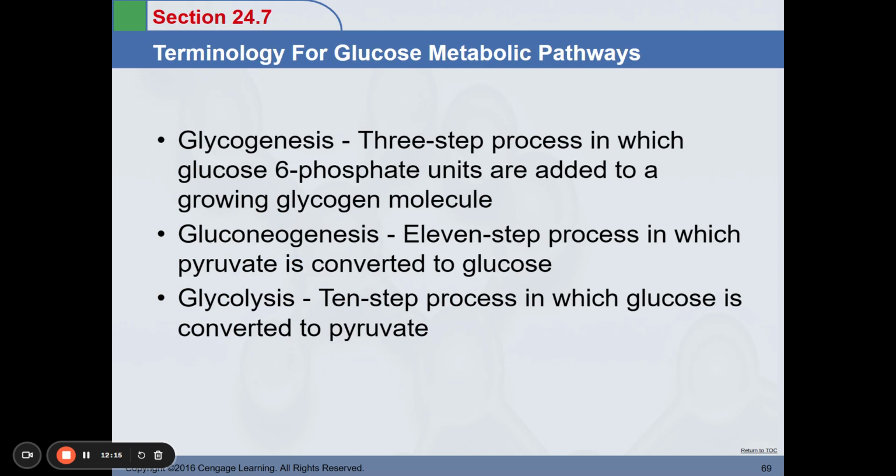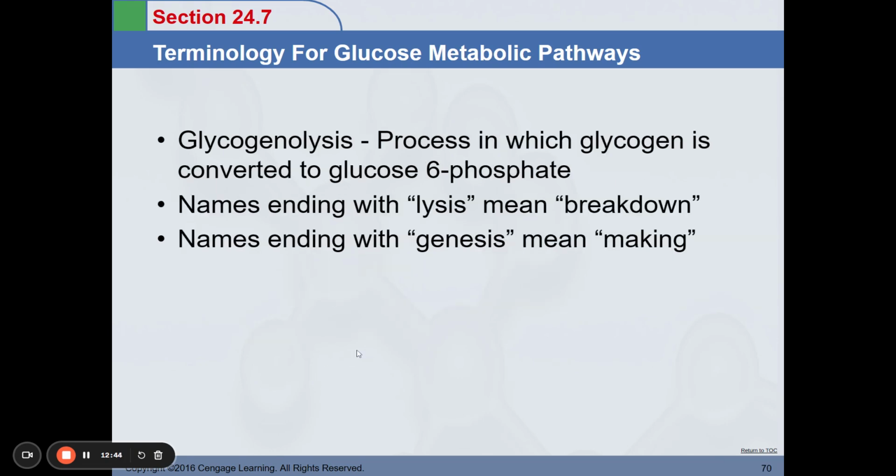Okay, so again, this is a summary of our terminologies discussed. Glycogenesis is the creation of glycogen. Gluconeogenesis is the creation of new glucose from molecules other than carbohydrate. And glycolysis is the breakdown of glucose to make pyruvate, and in return the main product being focused on is our ATP, or the energy.